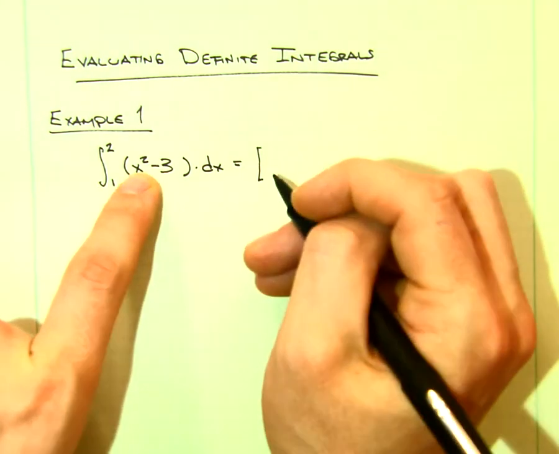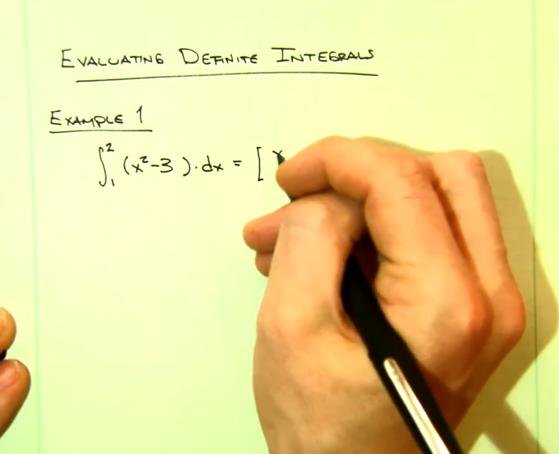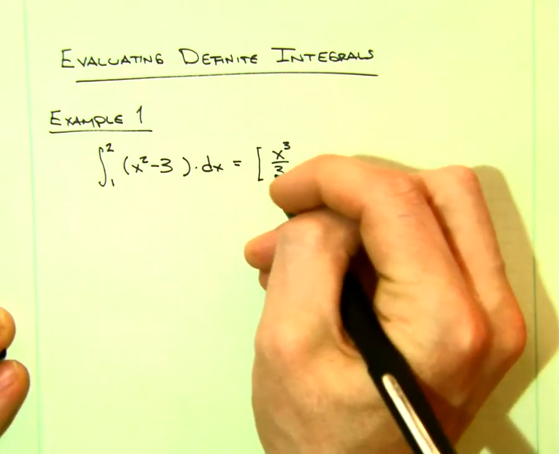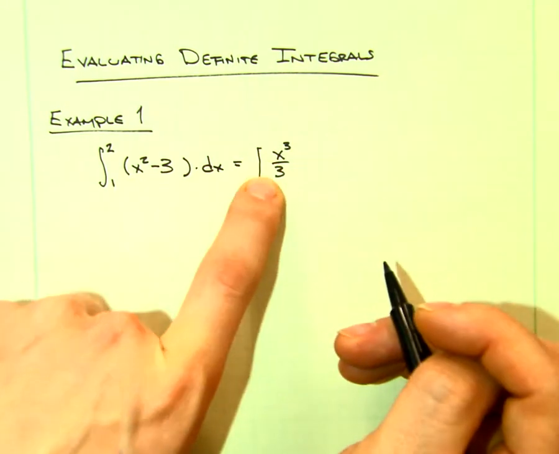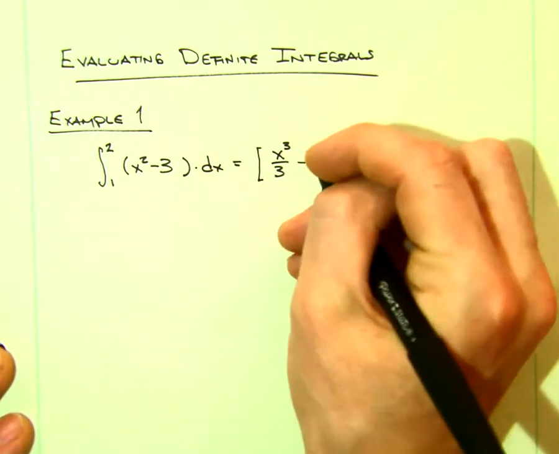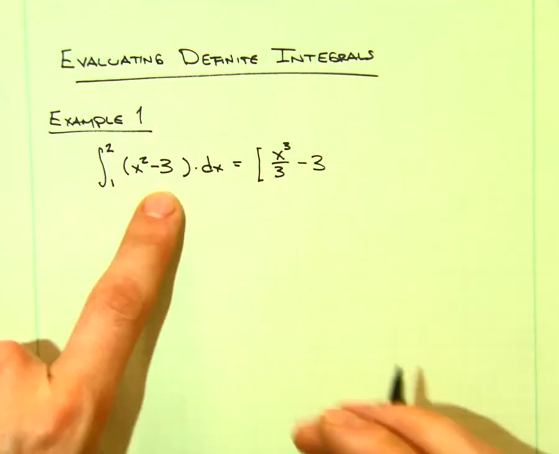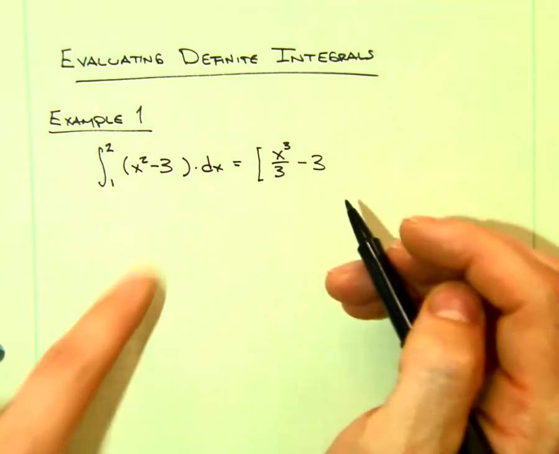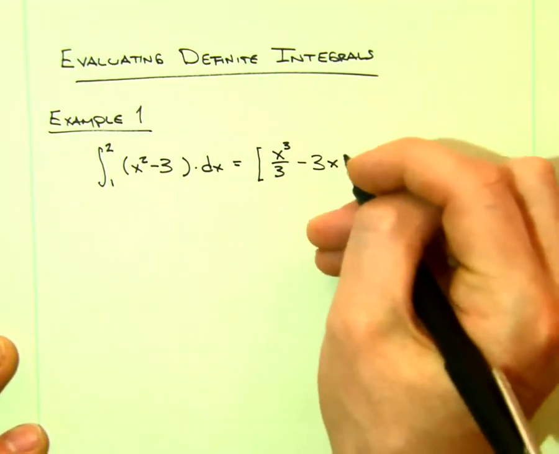So the antiderivative of x squared is x cubed divided by 3. Once again, this is x to the n plus 1 divided by n plus 1. In this case, n is equal to 2, minus 3. And if I do the x to the n plus 1 divided by n plus 1, where the exponent is 0, I just end up with 3x.